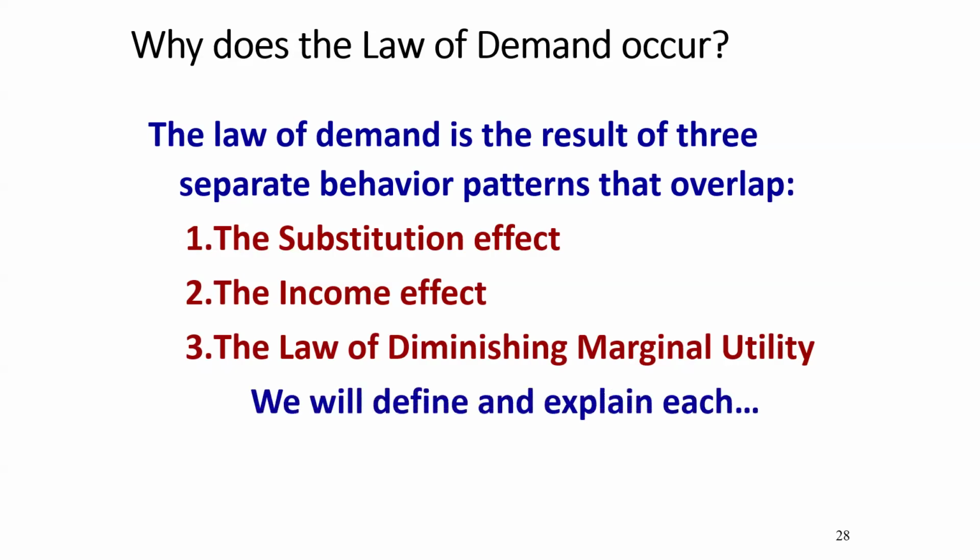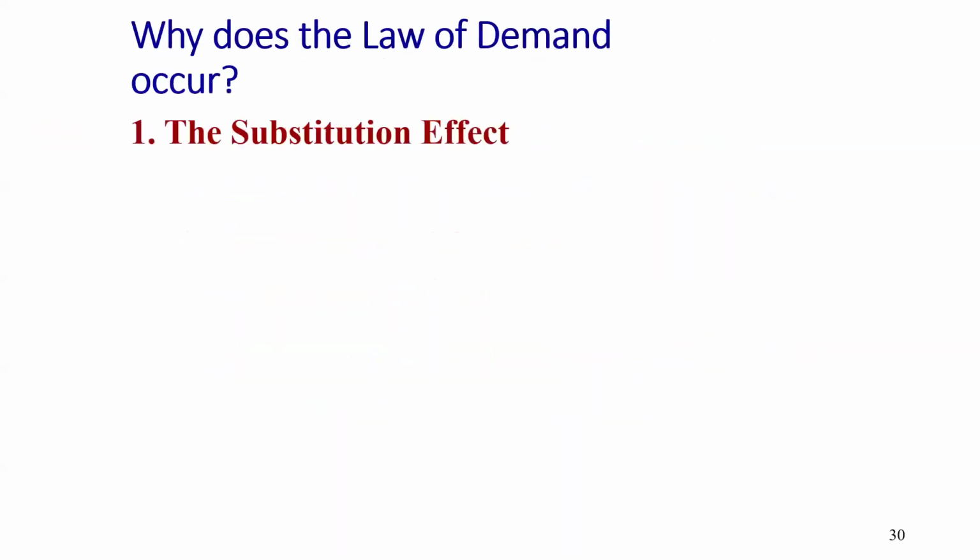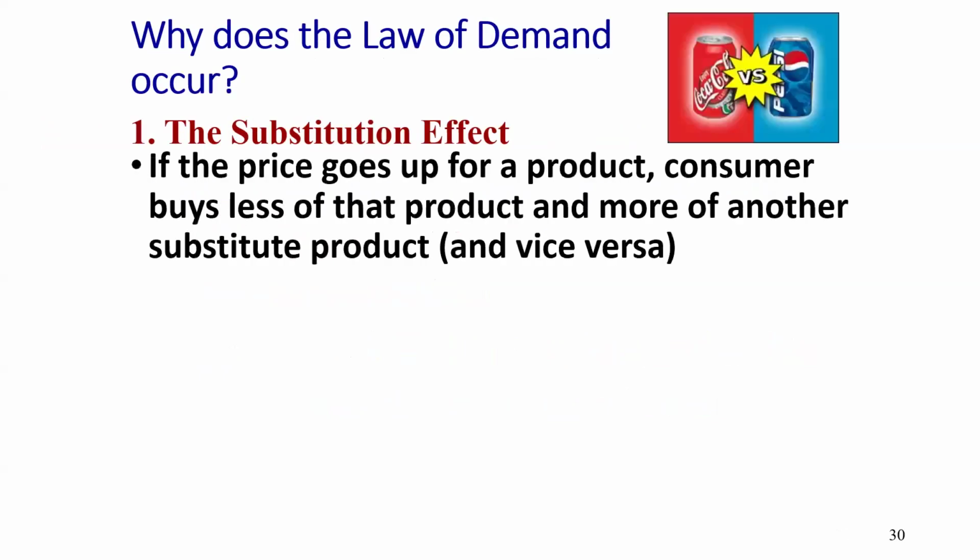All right. So the substitution effect, I think this one just makes sense in your head, right? If price goes up for a product, the consumer buys less Coke and more Pepsi. If price goes down, they buy more Coke and less Pepsi. That's the substitution effect. And they'll definitely ask something about these three.